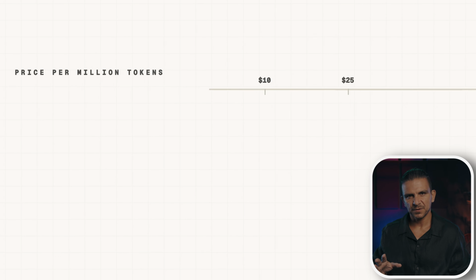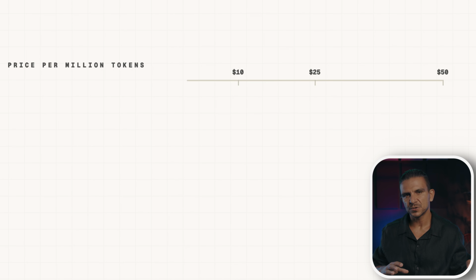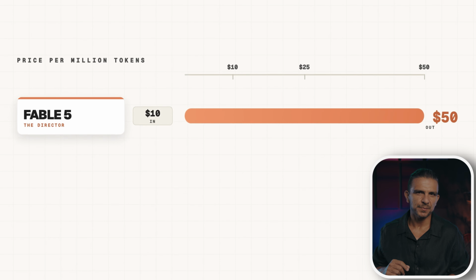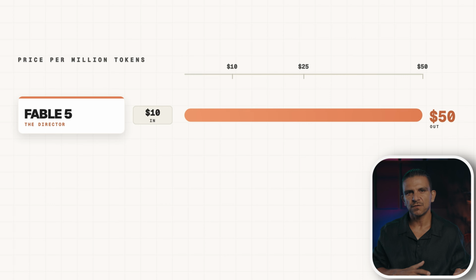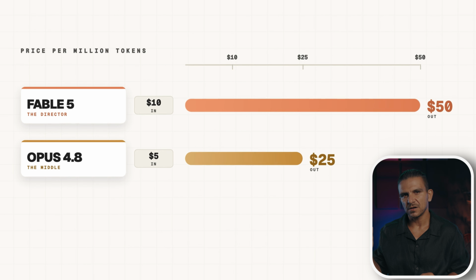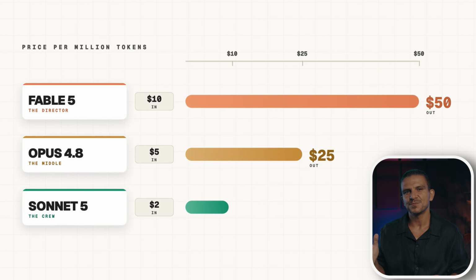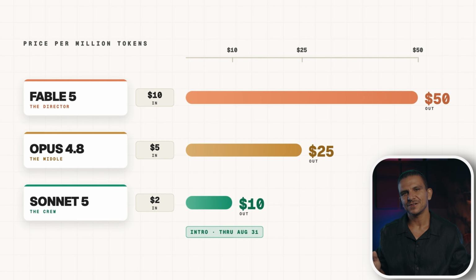As of July, Fable 5 costs $10 per million input tokens and $50 per million output tokens. Opus 4.8 costs $5 per million input tokens and $25 per million output tokens. Sonnet 5 costs $2 per million input tokens and $10 per million output tokens. That makes Fable 5 times the current price of Sonnet and twice the price of Opus.